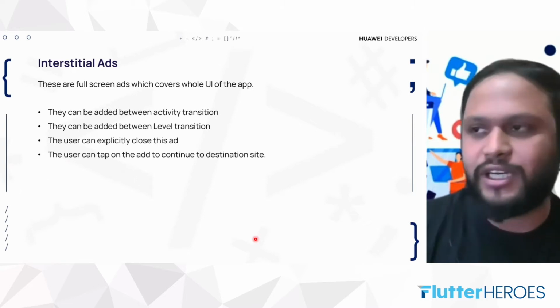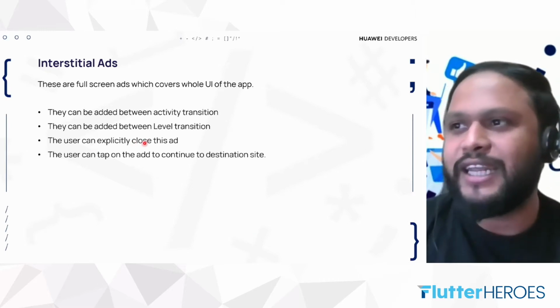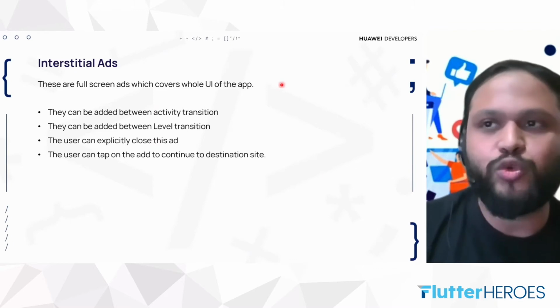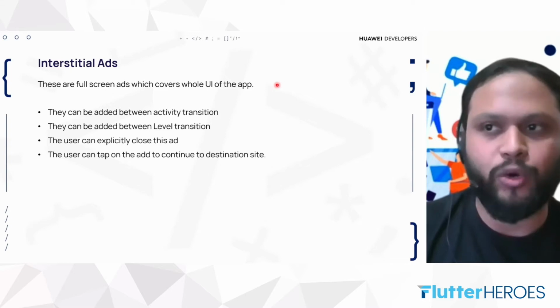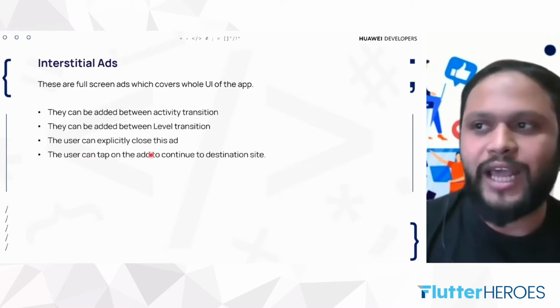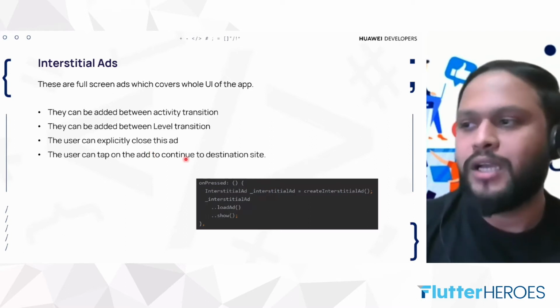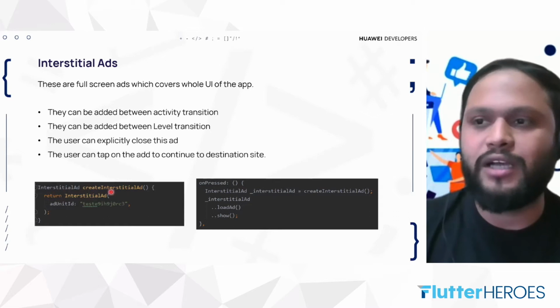The user can explicitly close these kinds of ads. By explicitly closing, I mean there should be a cross button which provides the user the functionality where he or she can close the ad manually on their own. The user can also tap on the ads to go to the specific destination. Now, how to create these kinds of ads is very simple. Just follow the specific method.